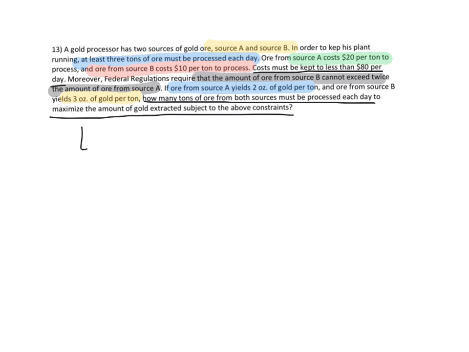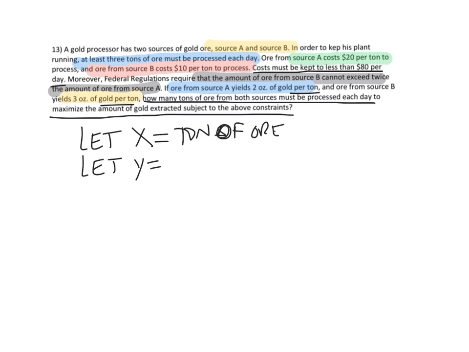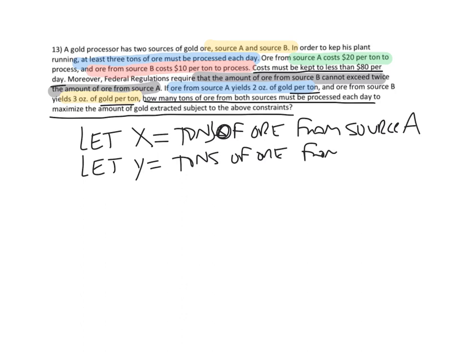Well, it looks like they talk about source A and source B, so those are going to be my two let statements. And in particular, they mention tons of each source. So let's let X be equal to the tons of ore from source A, and we'll let Y be equal to the number of tons of ore from source B.